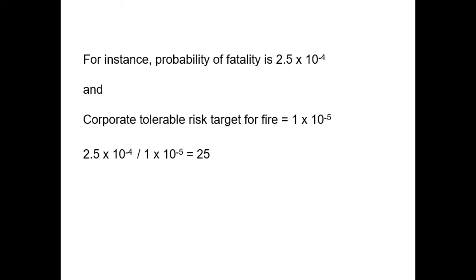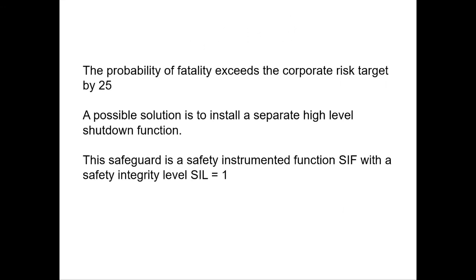Let's assume again that the probability of fatality is 2.5 multiplied by 10 to the power of negative 4, and the corporate maximum tolerable risk for fatal injury, according to Table 1, is 1 multiplied by 10 to the power of negative 5. This means that the corporate risk target for fatality is not met by a factor of 25.